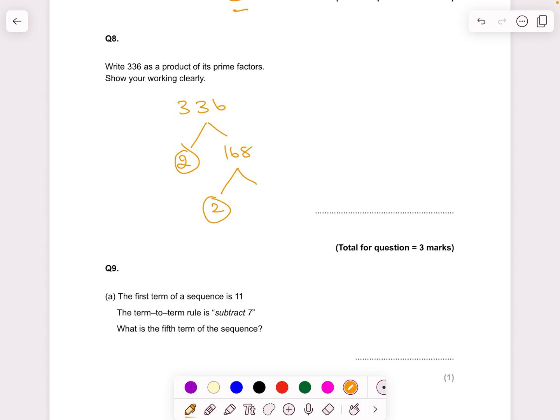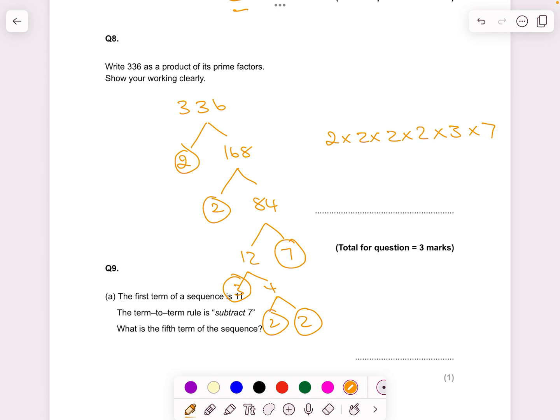Remember, I'm circling the prime numbers, 84. This time I'm going to do 12 times 7. Circle the 7 because that's prime. 3 times 4, circle the 3, and then 2 times 2. Okay, so my answer is 2 times 2 times 2 times 2 times 3 times 7. If you wrote 2 to the power of 4 times 3 times 7, that is also fine, okay? But you didn't have to.